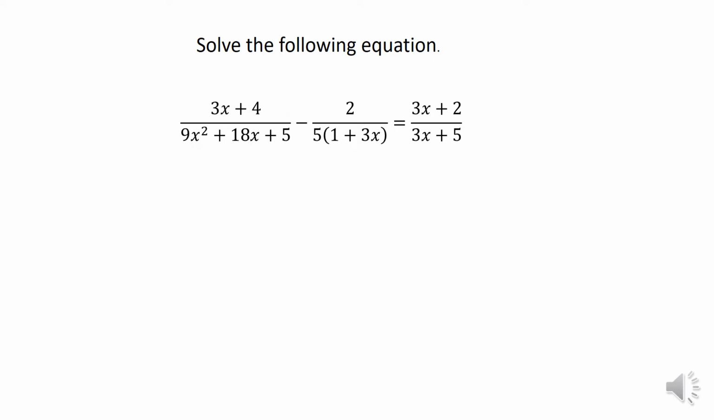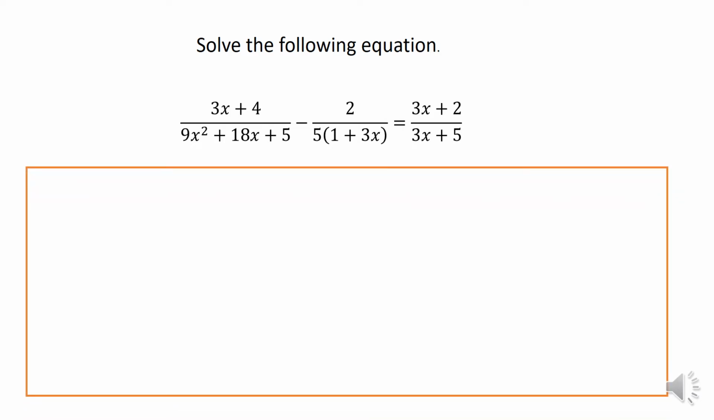The following equation: (3x plus 4) all over this quadratic expression, minus 2 all over 5 in brackets, you have 1 plus 3x equals 3x plus 2. Now, there's a few steps that I would want you to follow whenever you are solving this particular equation.